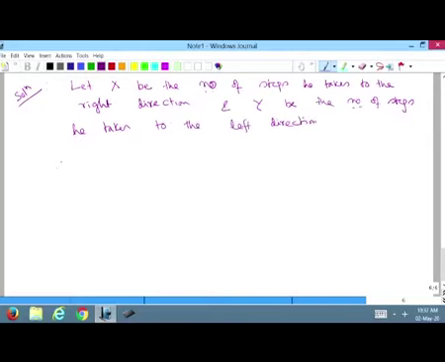Therefore, x plus y is equal to 6, because we are looking at total 6 steps, and modulus of x minus y is equal to 2. This is obvious. That means either he takes 2 steps more to the right or 2 steps more to the left.